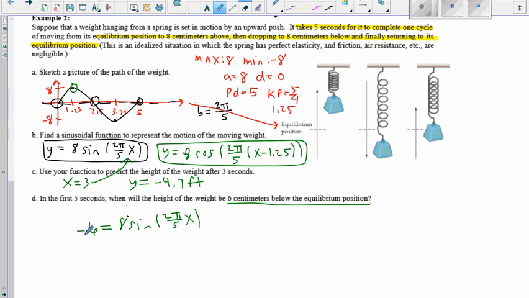You can plug this into y1 and y2, and then we're going to look at the intersection between the two. So in our calculator, we want to go to our y equals and put in the equation 8 sine (2 pi over 5 x), and make sure you always put your fractions in parentheses, just a good habit to get into. And then in my y2, I'm going to put negative 6 because we're looking at the weight being 6 centimeters below the equilibrium point. So if I go ahead and hit graph, this is what my graph looks like.